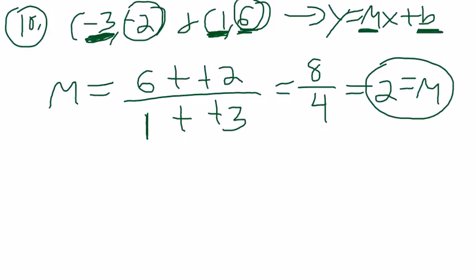Alright, so I have m. I need to find b. Now if I look, the points that I'm given, they're not the y-intercept because the x value has to be 0 in order for you to have the y-intercept. This is where I could use point slope form.